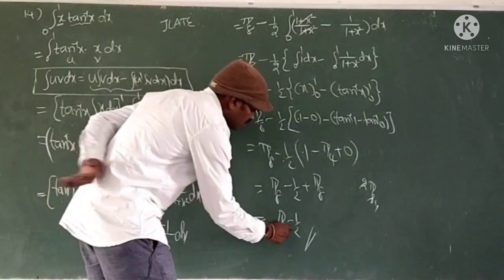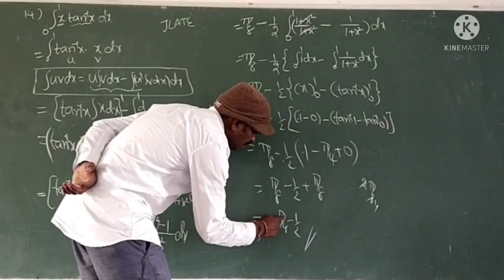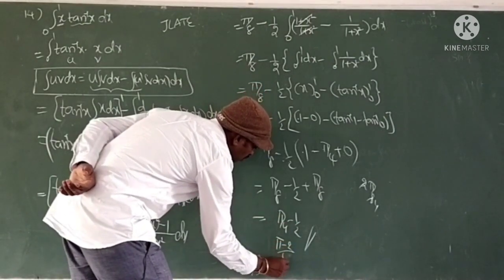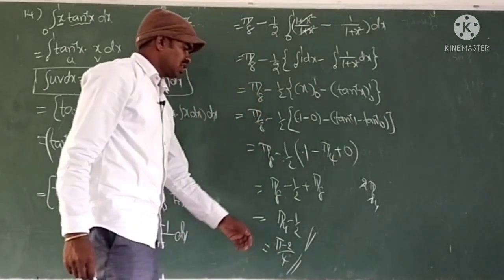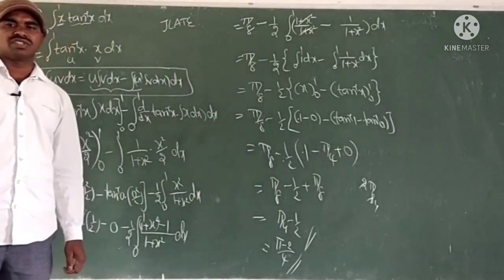Or otherwise you can write one more step, 2 into pi minus 2 by 4 by taking the LCM. Okay, that is the answer for this question.